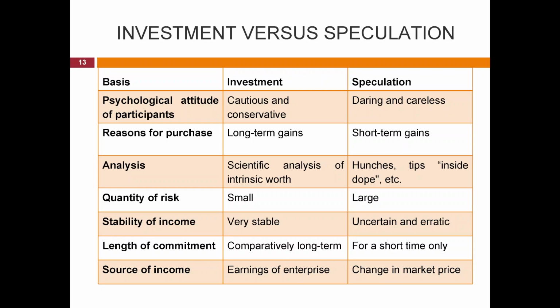Analysis. In case of investments, scientific analysis is done. There are various tools and various software available in the market, on the basis of which we calculate the worth of the security, while speculation is based on tips and hunches. The quantity of risk in investment is very low, while in speculation it is large. Stability of income: investment is very stable. Depending upon the market situation it may be volatile, but in normal situations it is stable, while in speculation it is uncertain and erratic.